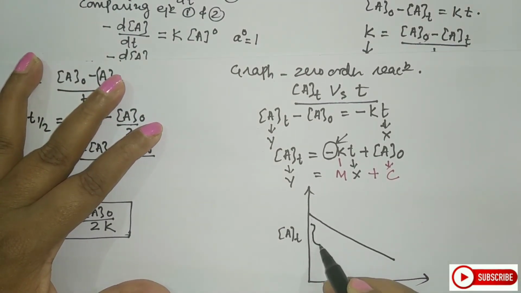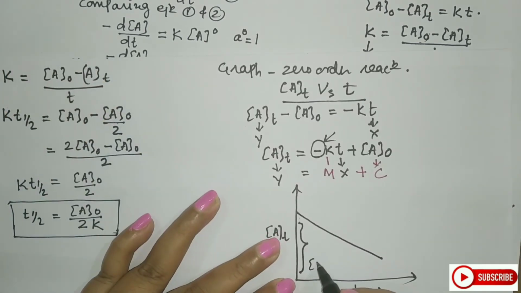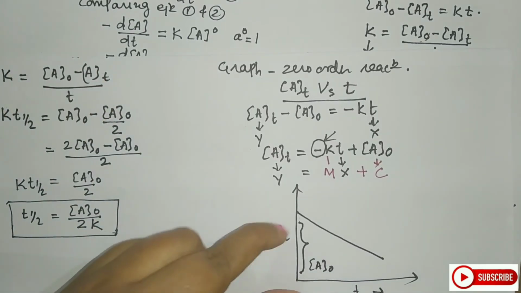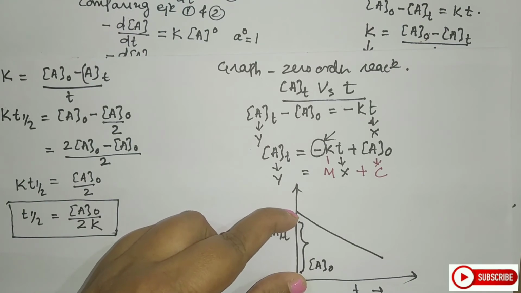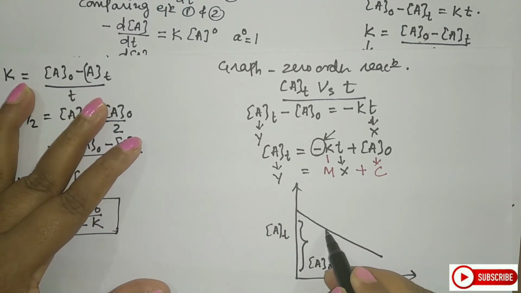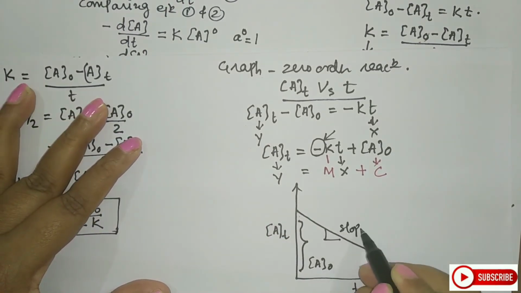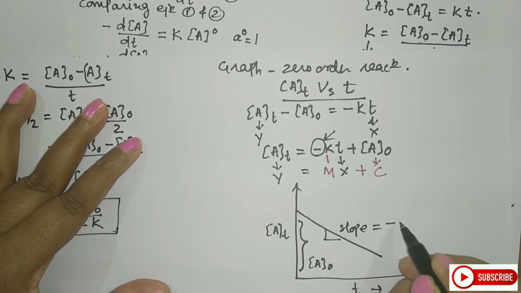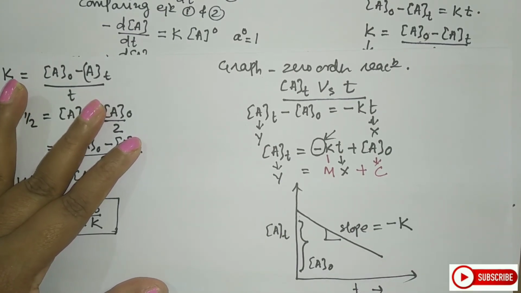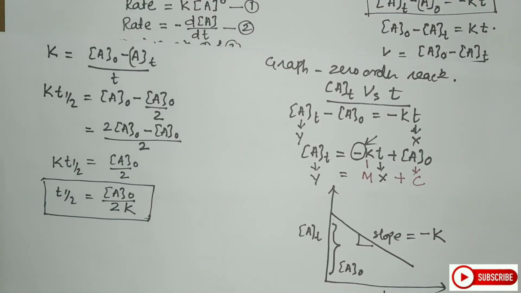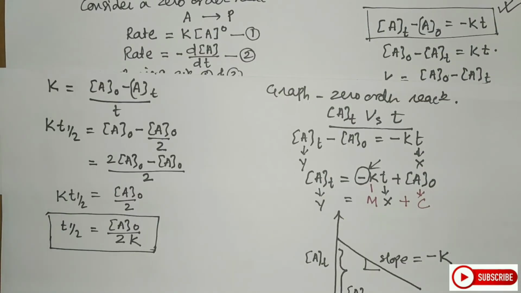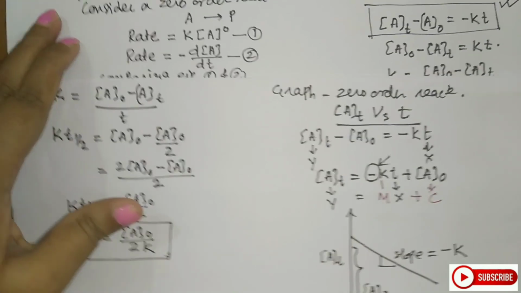So this is A0 concentration. This value will give you the initial concentration of the reactant, and the slope here will be given by the value of minus K, that is the rate constant. So this is the graph for zero order reaction. I hope you understood this particular concept about zero order reaction. It is independent of the reactant concentration.